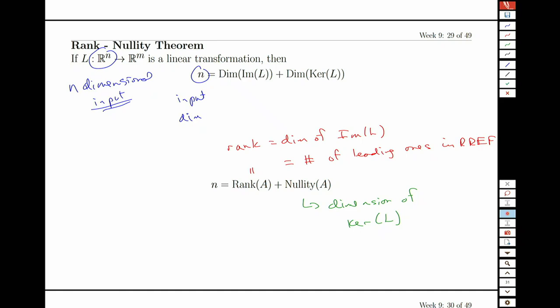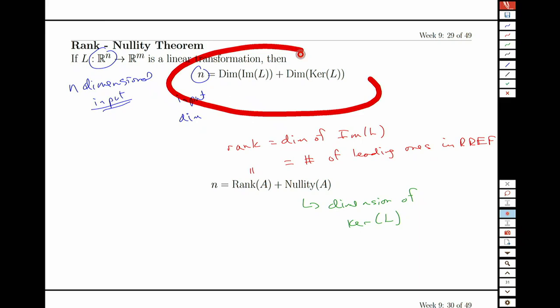All right. So, things to know from today so far. How are you going to find a basis for the image? RREF, look for leading ones. How are you going to find a basis for the kernel? RREF, free variable, do some extra work. What does that lead us to?